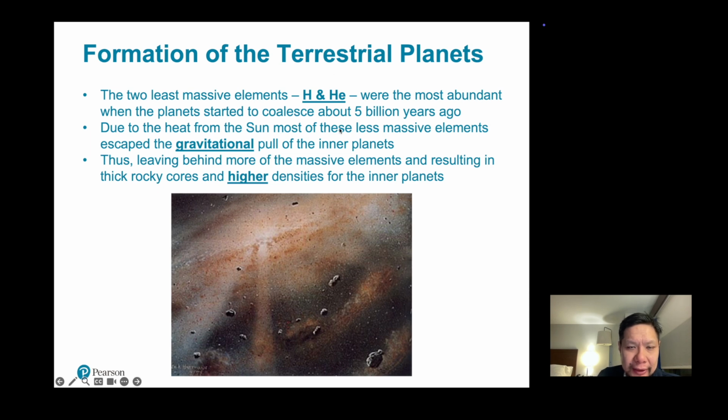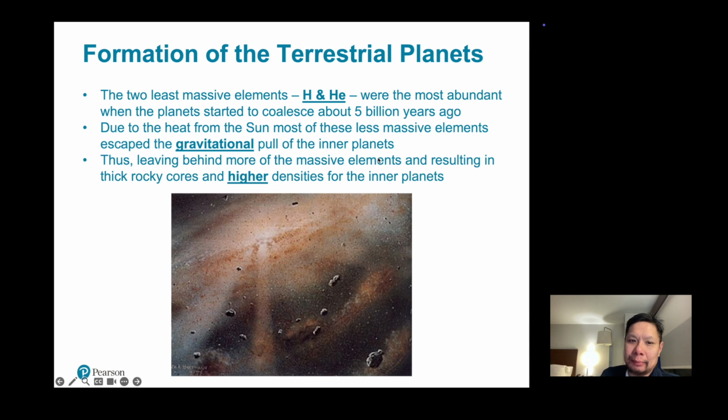So the formation of the terrestrial planets, right? Like I was saying, most of the planets further out in the solar system are mostly made of gas, and the reason is that helium and hydrogen are the most abundant elements in the universe, because they're the first and second elements. So whenever the planets were forming, elements that were super light would travel way further out into the solar system and form planets out there, whereas the heavier elements stayed closer to the sun because they were too heavy to travel that far, right?